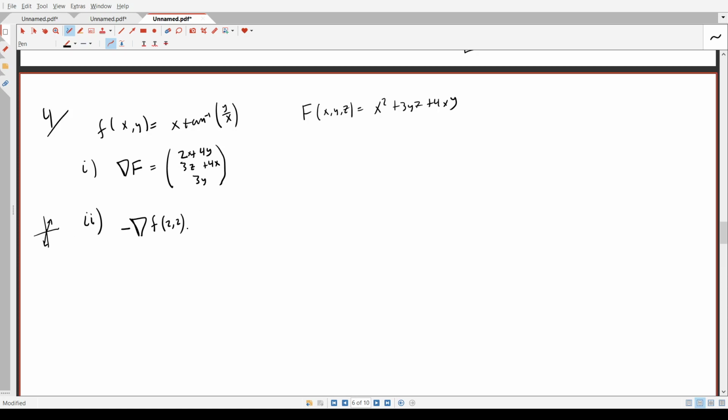Okay, so let's find the gradient of little f. I need to use the product rule for the x derivative. So we'll have tan inverse y over x plus x times the derivative with respect to x of... you know what, let me write this out separately so that it's easier to see.